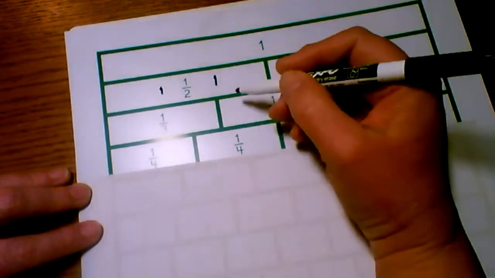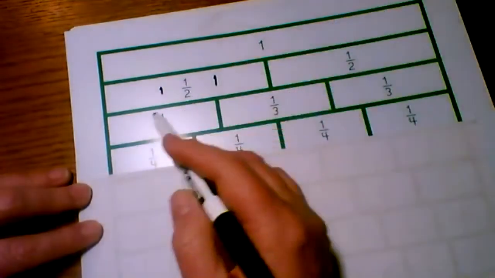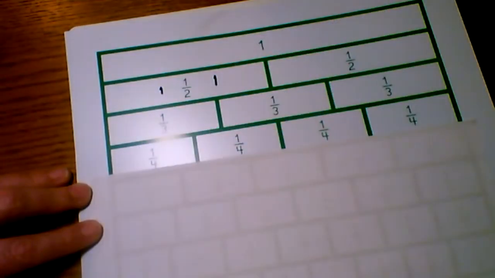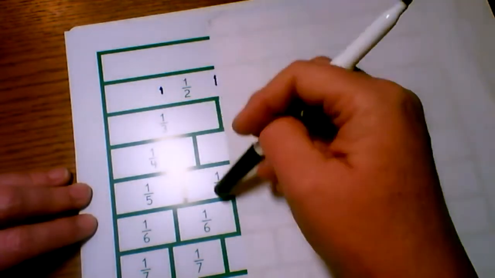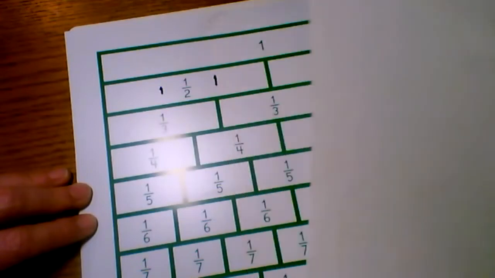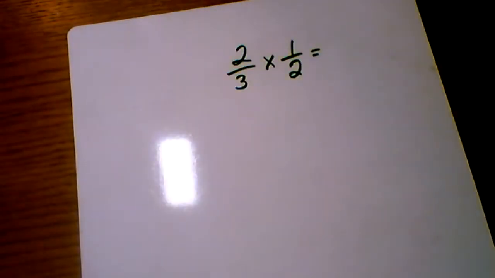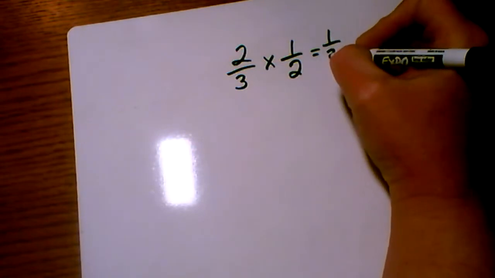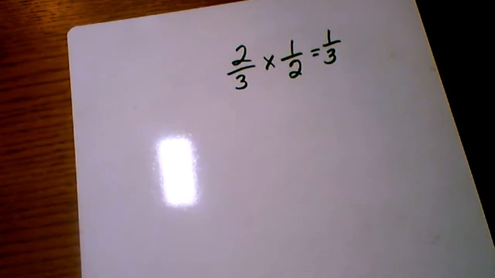They'll be able to look at the chart that's given to them on the worksheet and go, yeah, that's about 2/3 right there. Oh, my answer is 1/3. But just in case they're having trouble, go ahead and pull out the big fraction chart and have them see where 2/3 is of 1/2. So then their answer is written as 1/3. So 2/3 times 1/2 equals 1/3.